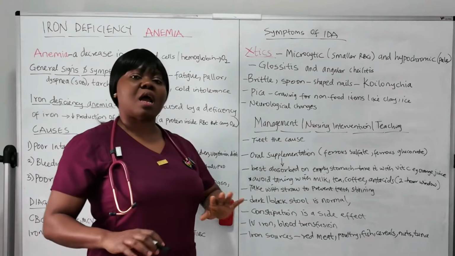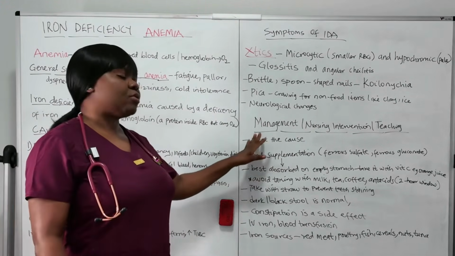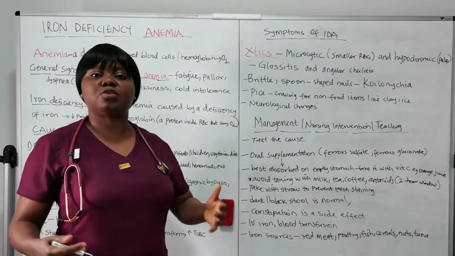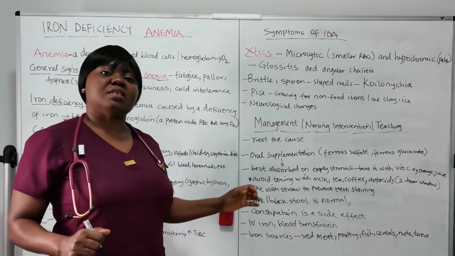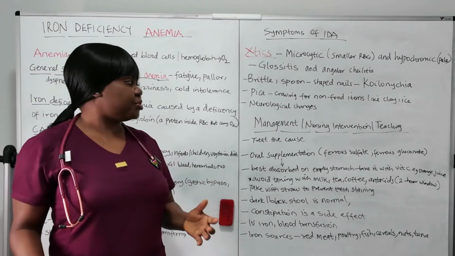How do we manage iron deficiency anemia, including intervention and teaching? We're going to treat the cause. So what's causing it? Is it poor intake? Then the patient should take in more iron. Is it bleeding? We should stop that bleeding. And if it's malabsorption, it should be treated.